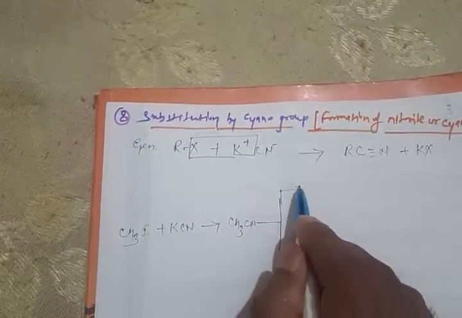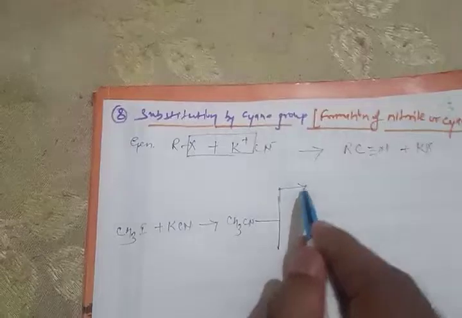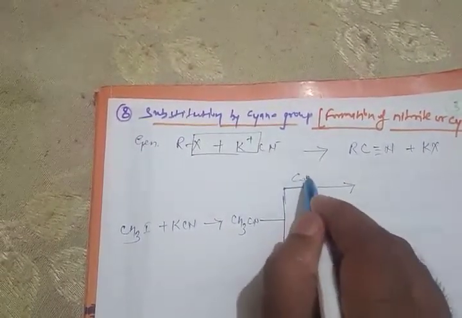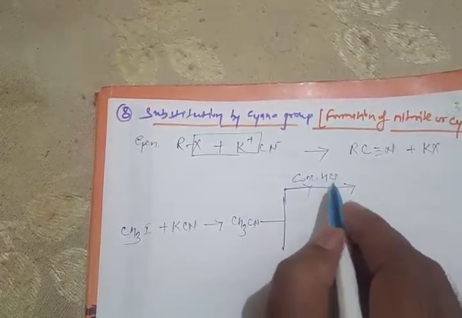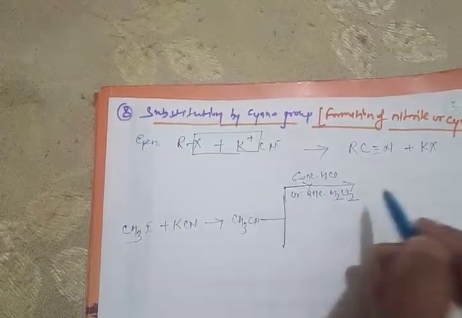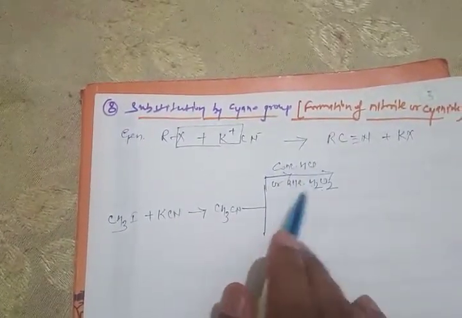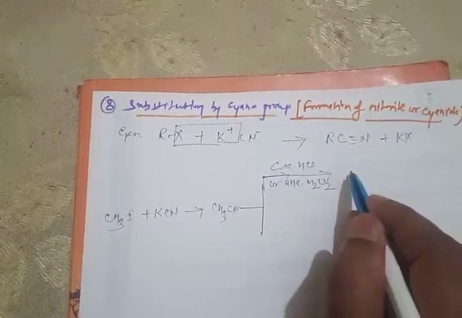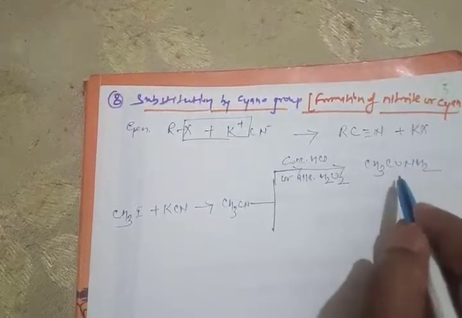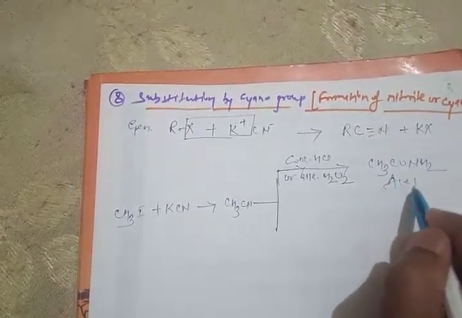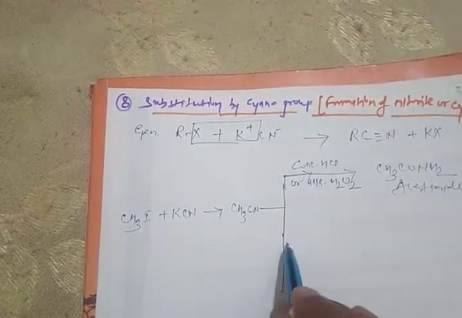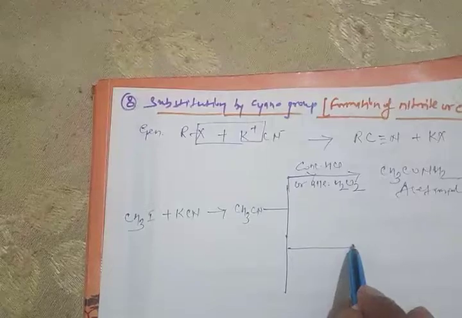So first, if we have concentrated HCl or alkaline H2O2, we'll get CH3CONH2. This is acetamide. Acetamide. Okay.